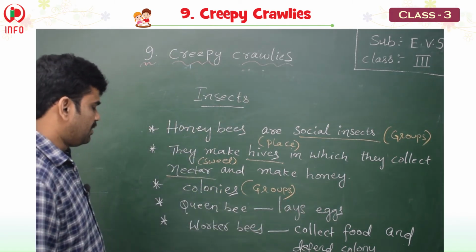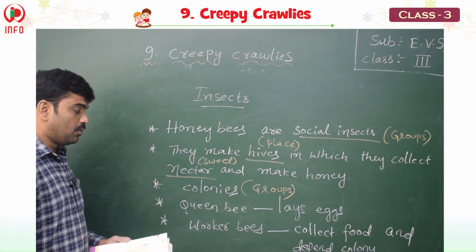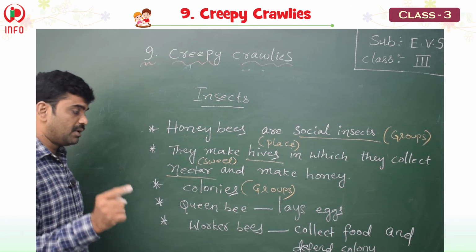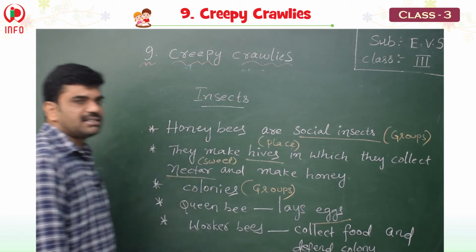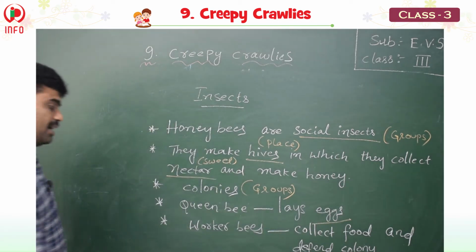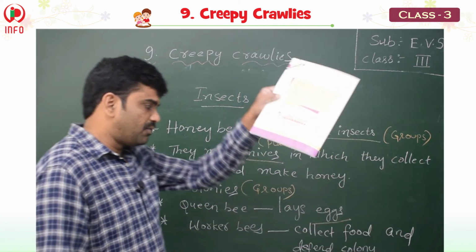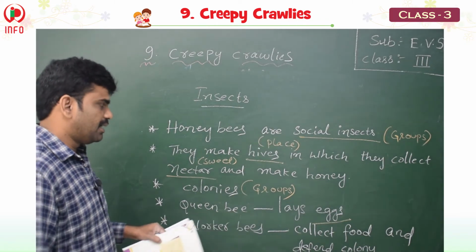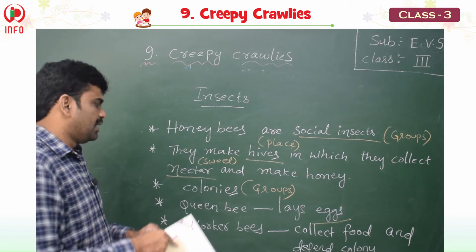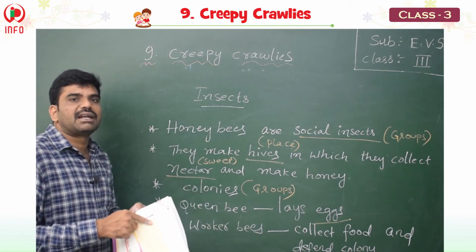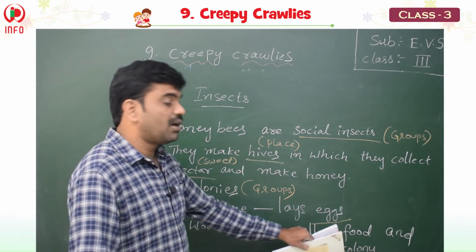Bees live in colonies. There is only one queen bee. I told you about the queen bee. What is the duty of the queen bee? The duty is to lay the eggs. And worker bees are also present. What will these worker bees do? They collect the food from the different plants and they construct the hive. They help in the collection of the nectar and make honey, and they defend the colony also.